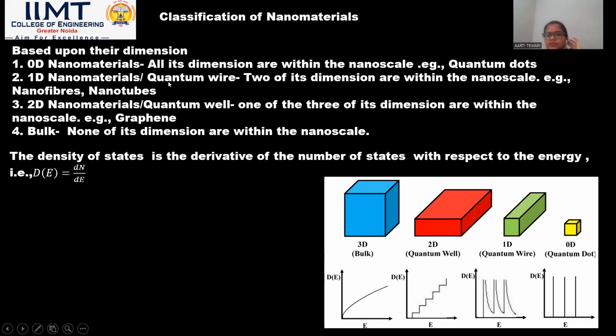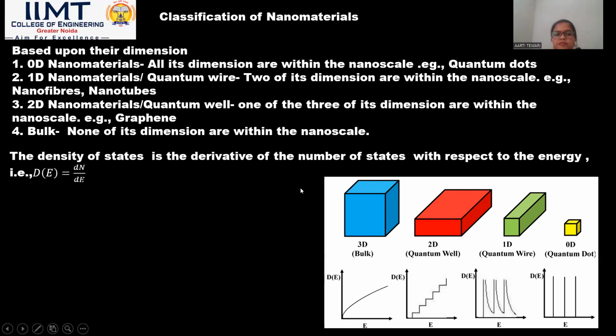So we have now the classification of nanomaterials, and we classify the nanomaterials based upon their dimensions. Okay. First, I have a zero dimension. Zero dimension means that all the dimensions of the particle are now in the nanoscale, all dimensions. So this is a quantum dot. All the dimensions of the particle, x, y, z, all of them have been reduced to nanoscale.